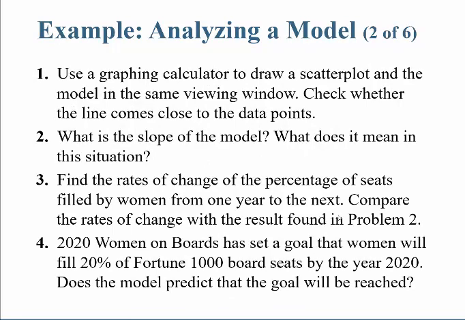Using a graphing calculator, I want to draw a scatter plot and the model in the same viewing window, check whether the line comes close to the data points, find the slope of the model and what it means in this situation, and find the rate of change of the percentage of seats filled by women from one year to the next. Let's compare that with the results found in problem 2. Also, 2020 Women on Boards has set a goal that women will fill 20% of Fortune 1000 board seats by the year 2020. Let's see if the model predicts that this goal will be reached.